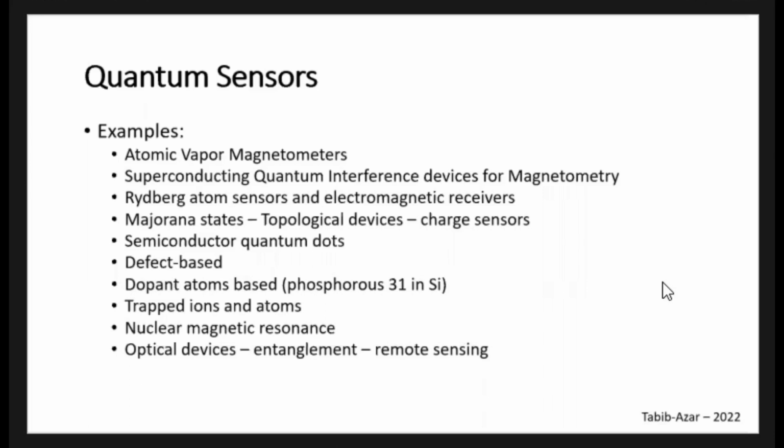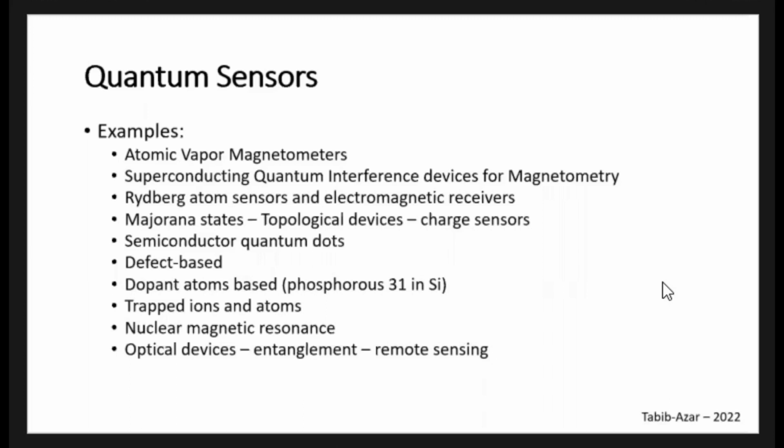Atomic vapor magnetometers, or optical qubits is another one. Very active sensors, another one, polarization. These are topological devices that are exploring more qubits and also sensing. Semiconductor quantum dots have been there for a long time. And defect-based sensors. So the specific example that I'm going to mention today is based on defect-based quantum sensors.